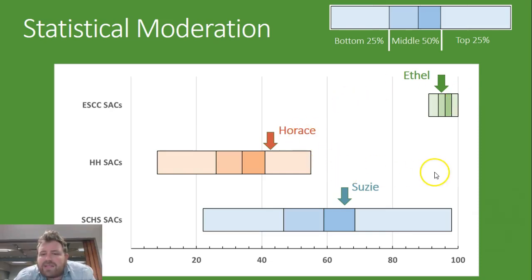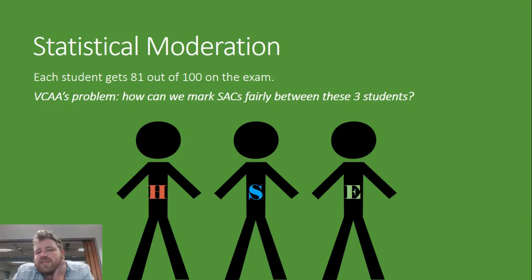Has Horace done better? Has Susie done better? Which one of them has actually worked harder? Well, we might ask how they go on their exams. But let's assume they all get the same exam mark. We've already said that they're identical twins. They're kind of working just as hard as one another. So the only question is, how good was their work on their SACs for the year?